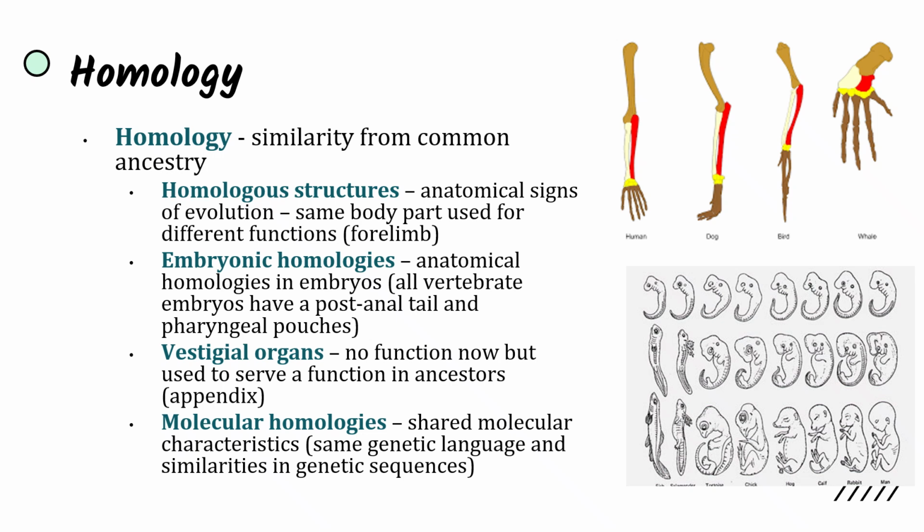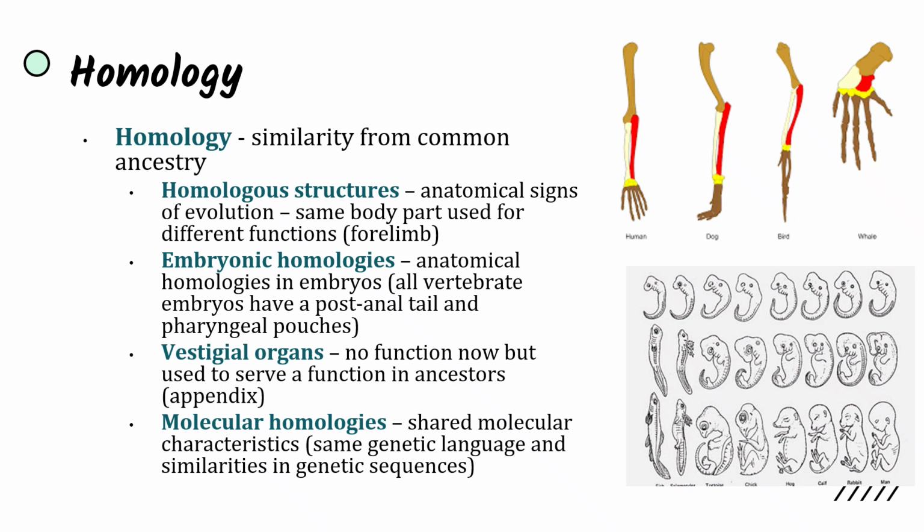Another evidence for evolution is homology. Homology is similarity from common ancestry. And we're talking here about homologous structures, which are anatomical signs of evolution, the same body part being used for different functions, such as a forelimb. And so when we look at a common ancestor and then we look at today, we can see that evolution has occurred because from that common ancestor, there are lots of species that share the same exact body part, but they use it for different functions because they're different species.